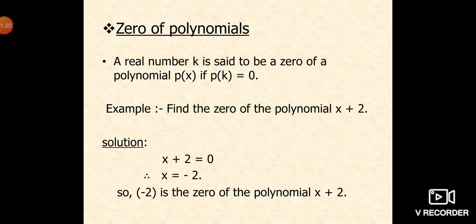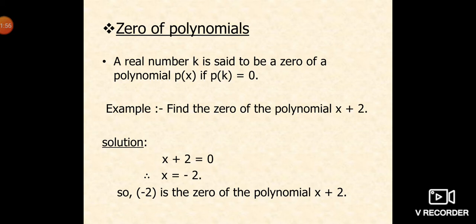Next is zero of polynomials. A real number k is said to be a zero of the polynomial p(x) if p(k) = 0. That means in the x place we are putting any value k, the answer should be 0. Real number means any number we can put, rational number, irrational number, in place of x, and the answer should be 0.